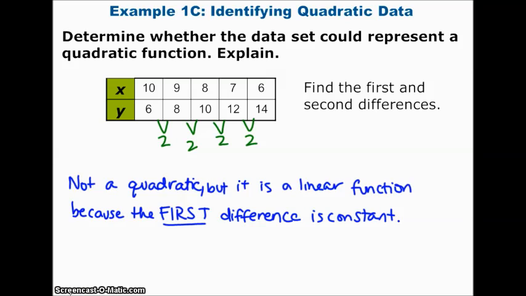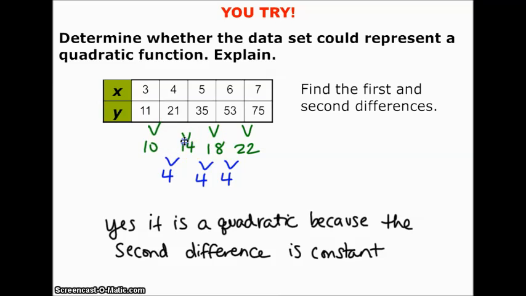Alright, so for the next problem, it is a you-try problem. I'd like you to pause the video and give it a shot. When I flip this slide, you'll see the answers, and we'll talk about whether or not you got it right. Alright, so we have a second common difference of 4, 4, and 4. Because the second common difference is constant, this is a quadratic.